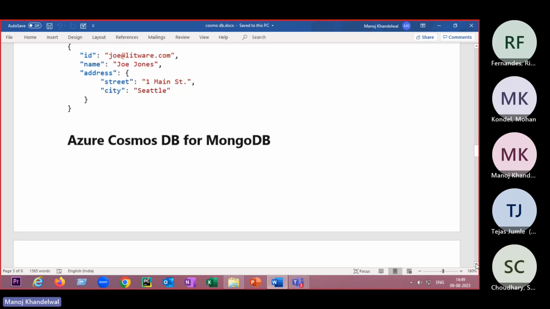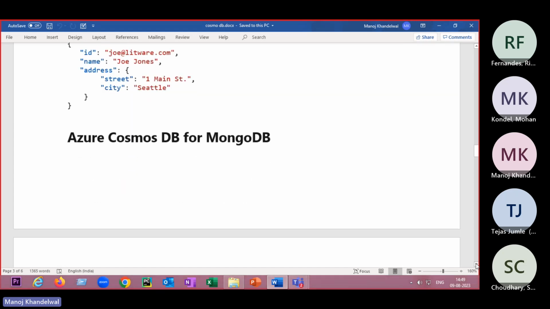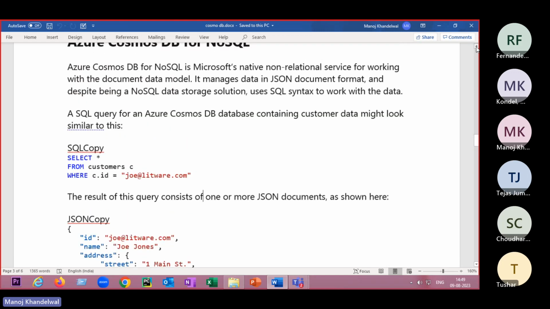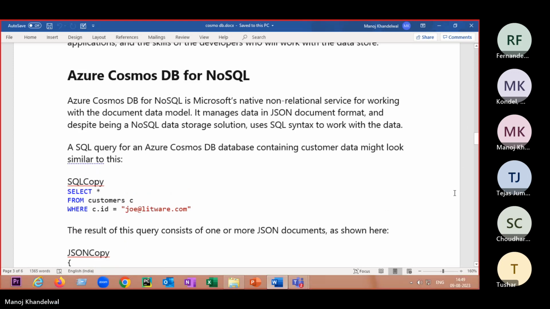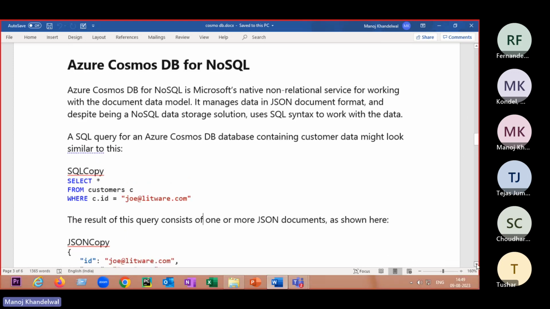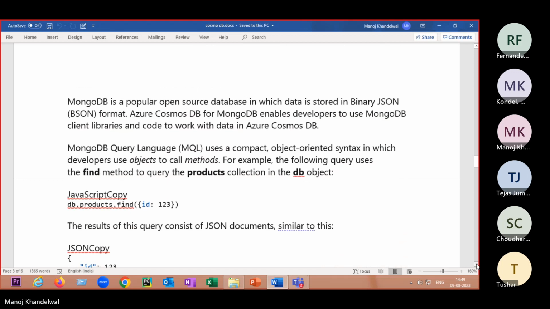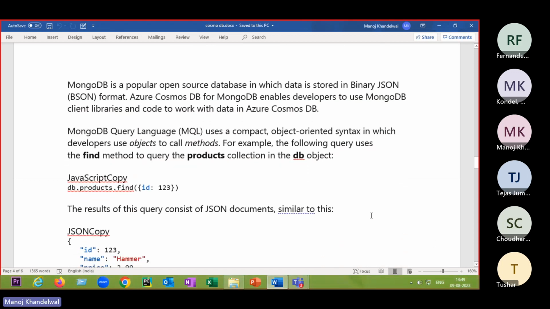Then similarly, you have Azure DB. As I told you, when you create an instance in Cosmos DB, you can specify what database engine you want to use. You can use a NoSQL engine, or you can use MongoDB. A lot of developers are using MongoDB databases. If they are familiar with MongoDB, they can create that. They can use the syntax of MongoDB, just like you have SQL, you have MongoDB Query Language, MQL. MongoDB is a very popular open source database in which data is stored in binary JSON format.